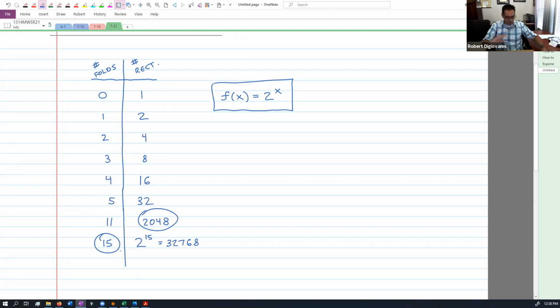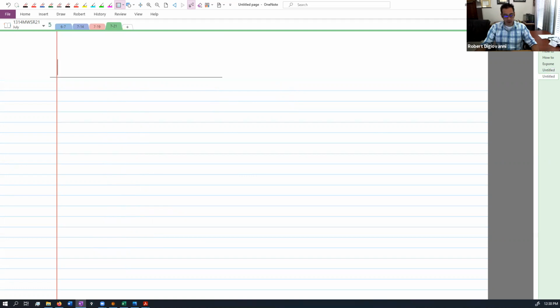Anyway, we're going off topic here. I'm just trying to get you to see a physical example of an exponential function. Let's do another example of an exponential function, something different. How about bacteria growth?